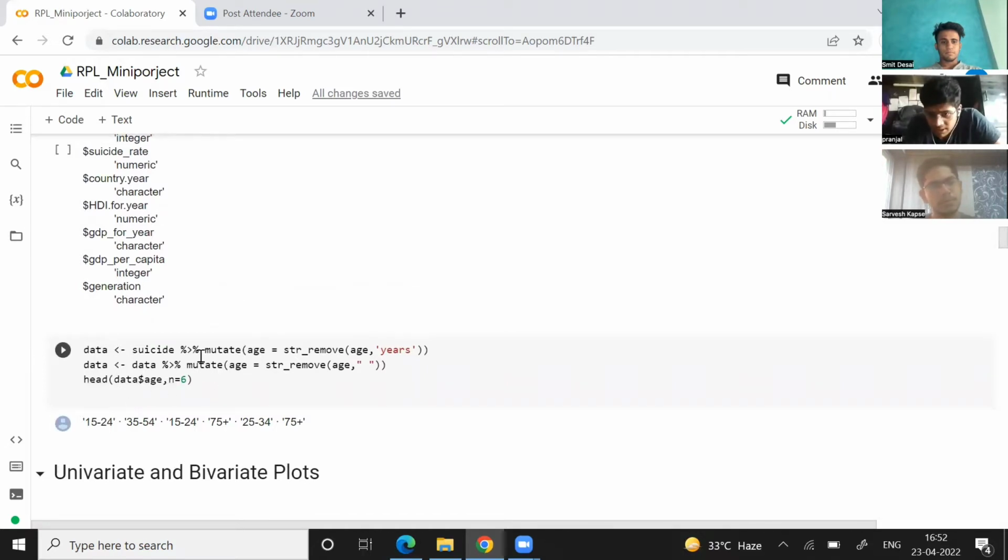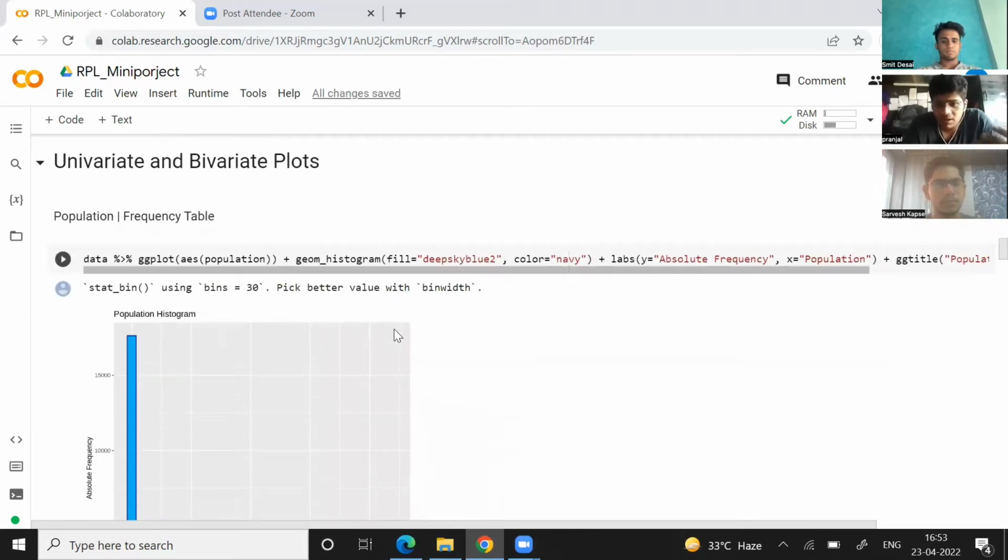So as you can see here, we have done the data cleaning where the value of the age column has an extra string attached to a year string and white space on the left of the values. We will remove both of them. And similarly, the 6 records of age after cleaning it are as follows. After this, we start with the plots.